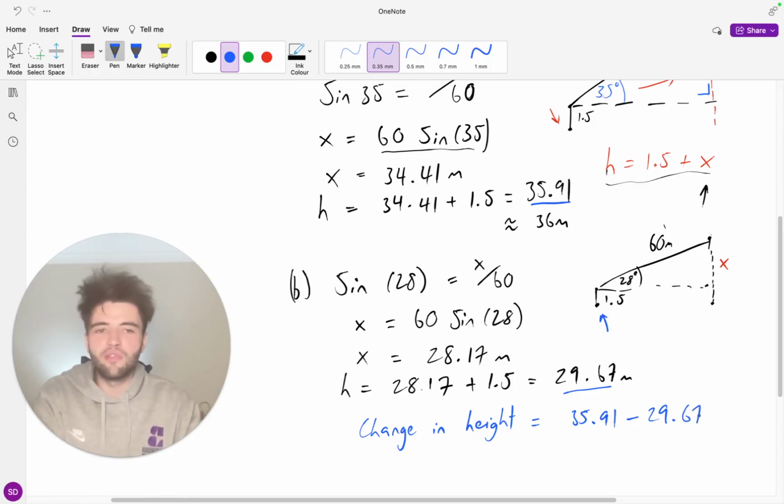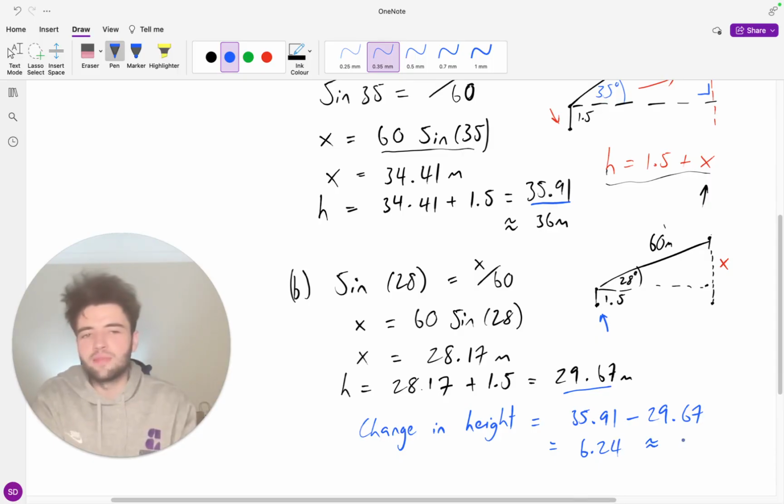And so that's going to be 35.91 minus 29.67. And this is going to give us a value of 6.24. And so when we round this off, we're going to get that the overall change in the height is a reduction of 6 meters. So that is our final answer for part B, and that's going to be it for this question.